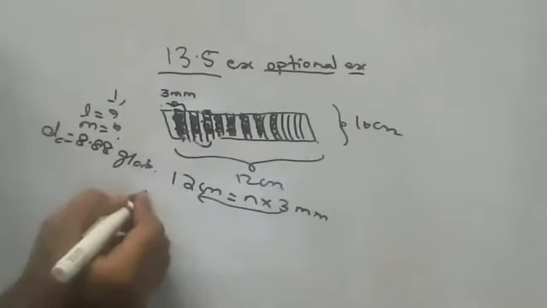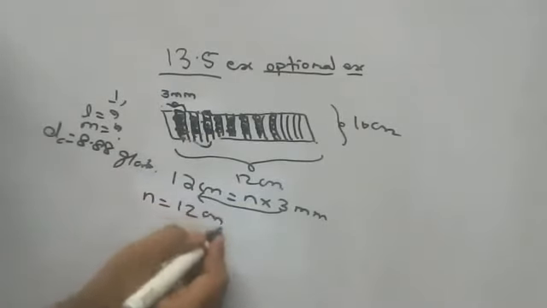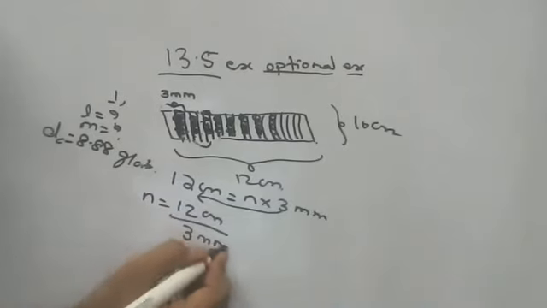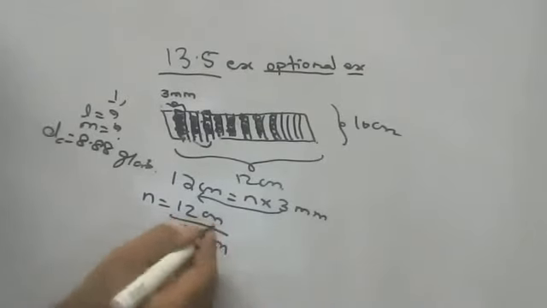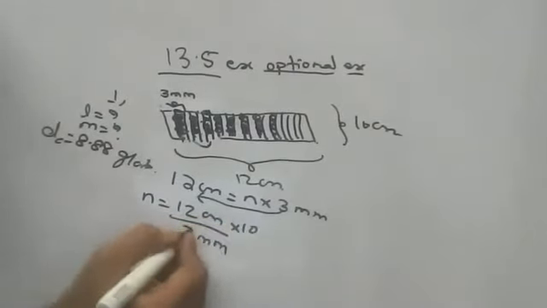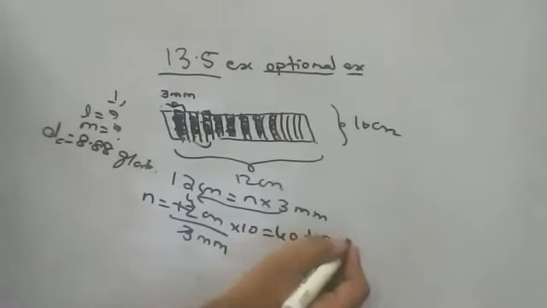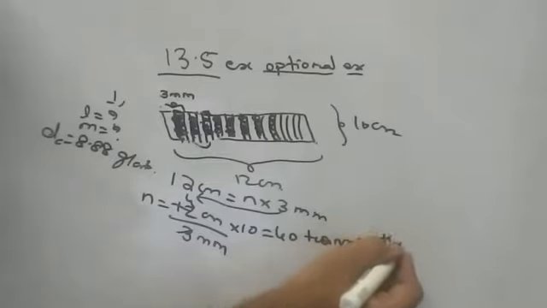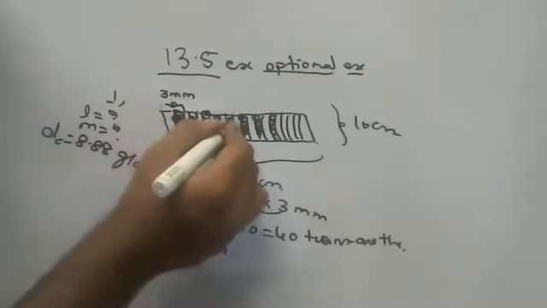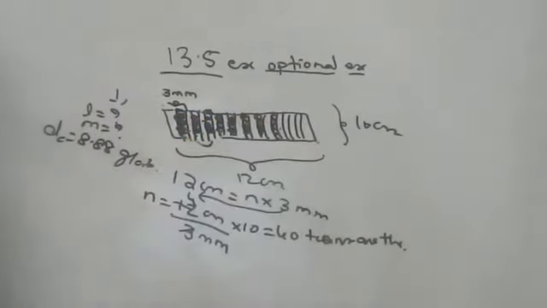N is equal to 12 centimeters divided by 3 mm. Converting mm to centimeters, divide by 10. So 40 turns are there.